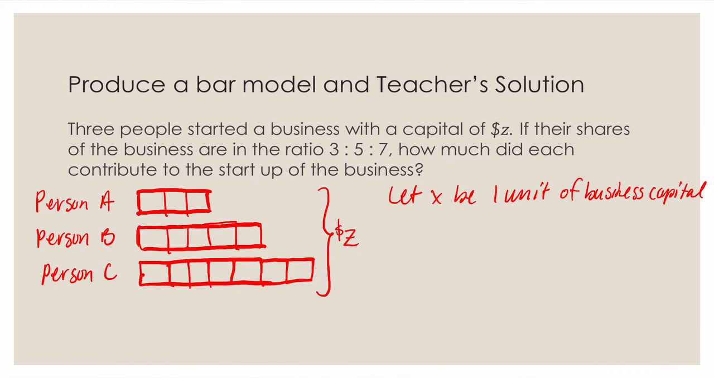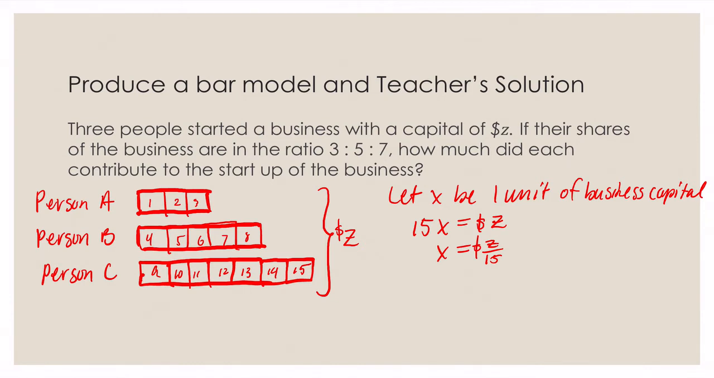Okay. Now, how many total business capitals are there? There's $Z of it, but how many units? So, or X. How many X's? 1, 2, 3. So we can count them out. 1, 2, 3, 4, 5, 6, 7, 8, 9, 10, 11, 12, 13, 14, 15. So it's 15 units in all. So 15X is going to equal the $Z. Okay, normally we know how much that is, but we're going to just work with it. That means that each unit X is going to be Z over 15 dollars.